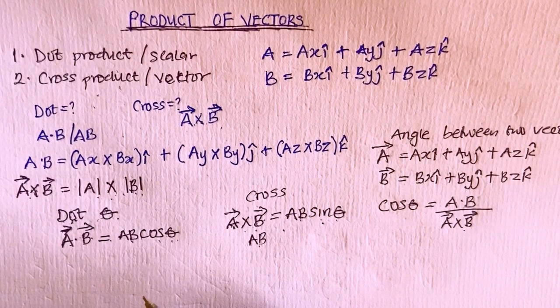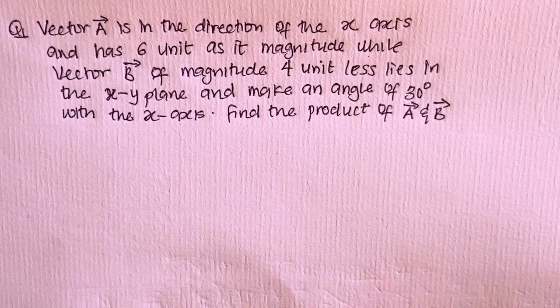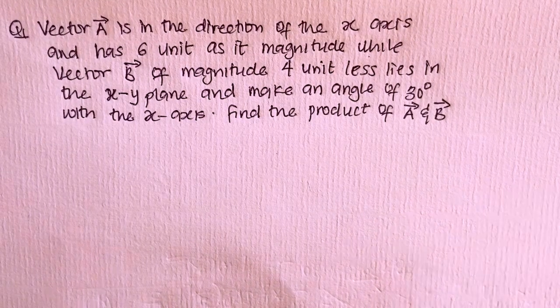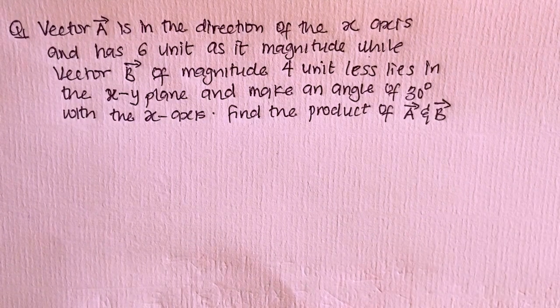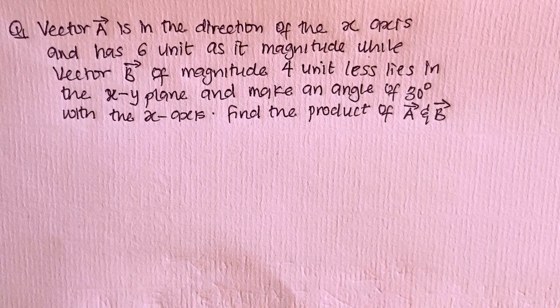Now let's move to the question. So let's check the first question I'm having here. The question is that vector A is in the direction of the x-axis and has a magnitude of 6 units, while vector B of magnitude 4 units lies in the xy plane and makes an angle of 30 degrees with the x-axis. Find the product of vector A and vector B.